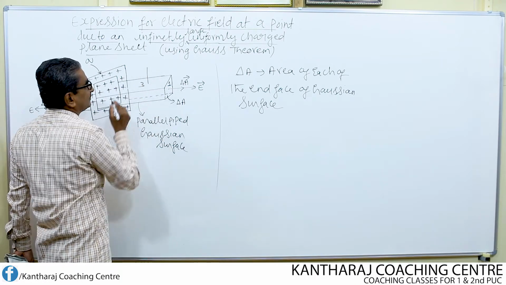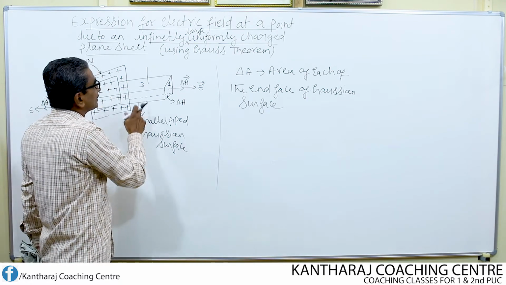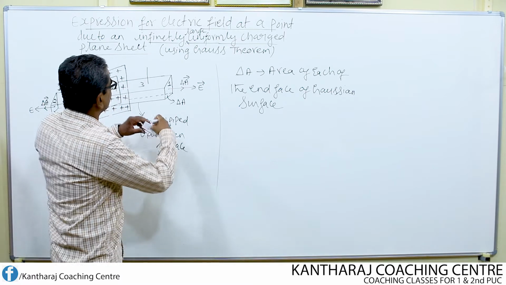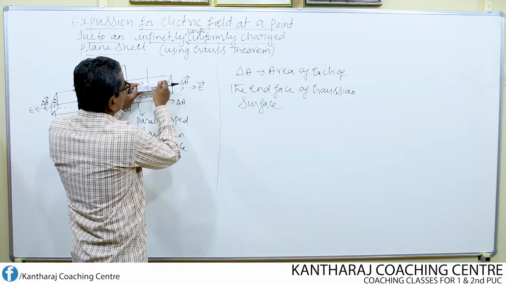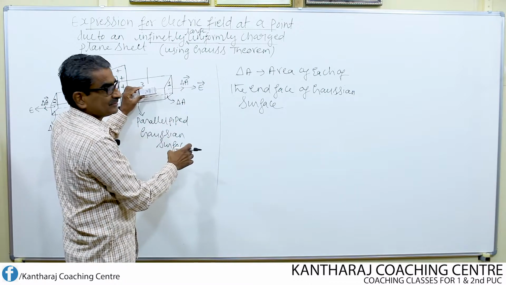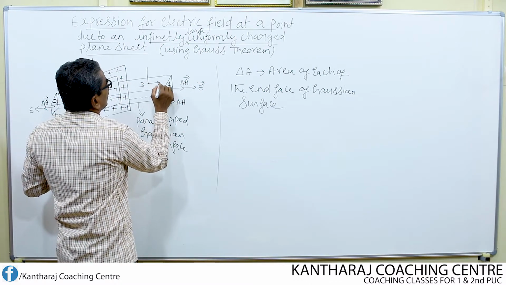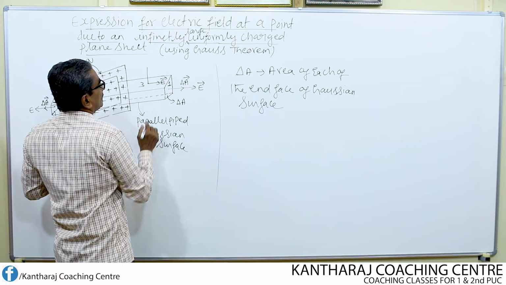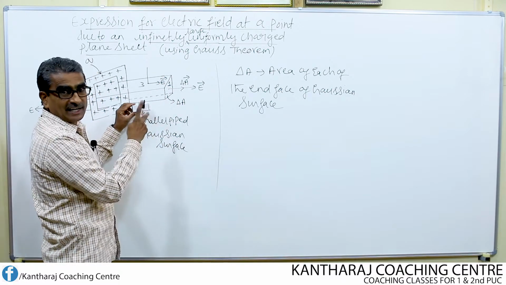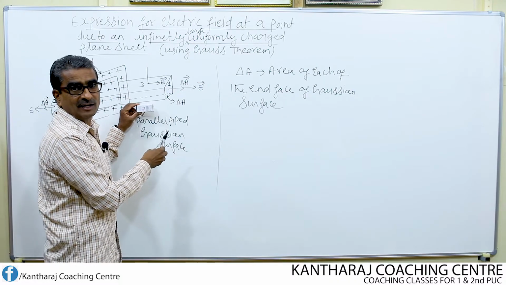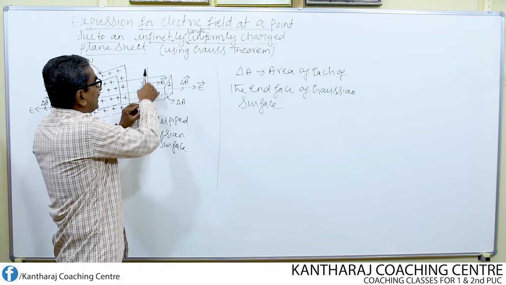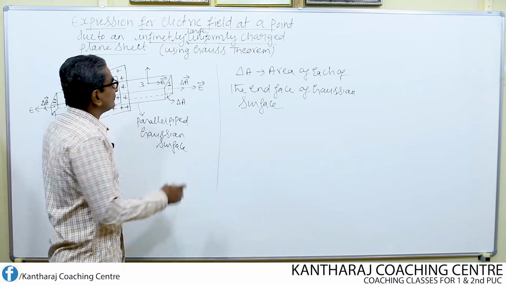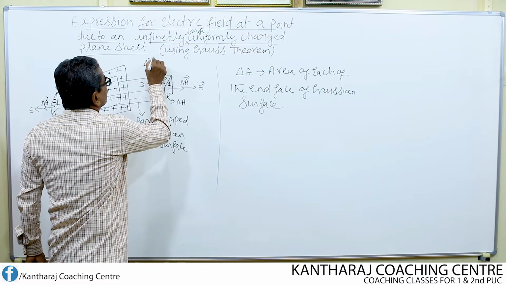This is face 3. What is the direction of electric field with respect to the top face? The electric field direction is always like this, away from the sheet. So this is the direction of electric field now. Then to this area, I draw one area vector. Area vector should always be drawn perpendicular to the surface, directed outwards. So I have drawn one area vector, delta A.